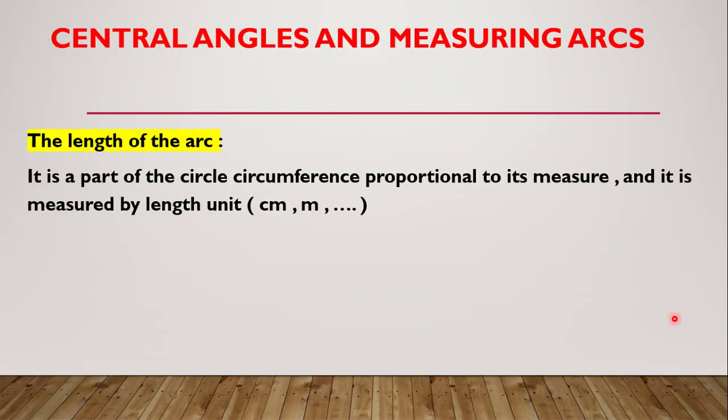Okay, what about the length of the arc? We have the measure of the arc, which we measure in degrees, minutes and seconds, like an angle, and this measure equals the measure of the central angle that subtends this arc. We have another concept, which is the length of the arc. What is the length of the arc? The length of the arc means the part of the circle circumference proportional to its measure, and it's measured by a length unit like centimeter, meter, and so on.